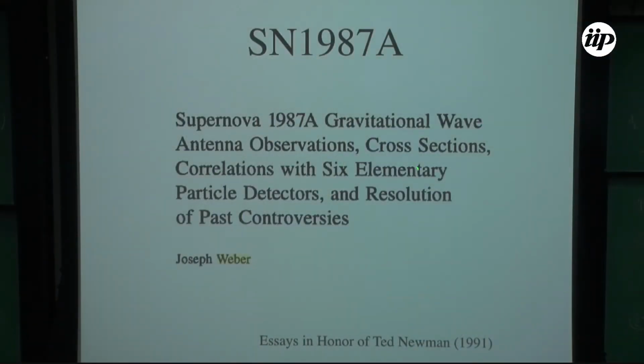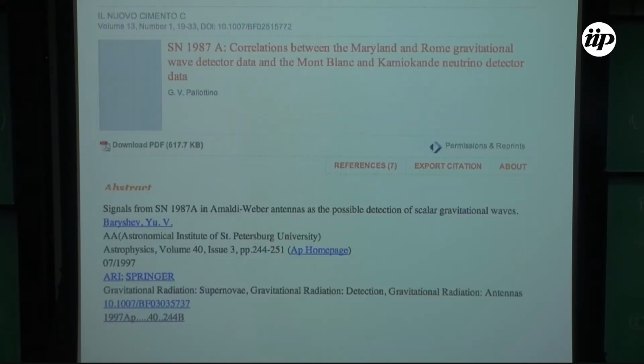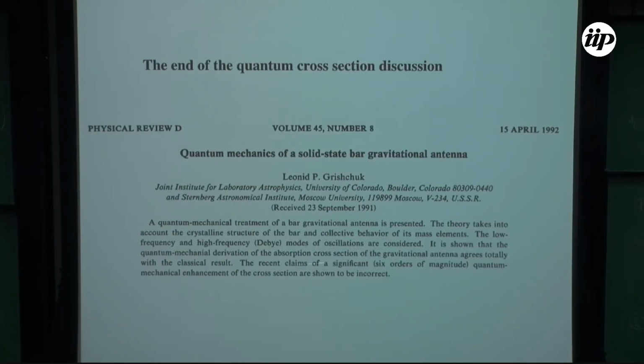There was a symposium in honor of Ne'eman in 1981. I was there. And Weber claimed that there was a correlation between neutrino detection and his observations. And well, there was a lot of discussion. They continue even, this is when, 1997. And to a great extent, one thing that was discussed a lot was what's called the quantum cross-section, how effective was a bar to detect gravitational waves.